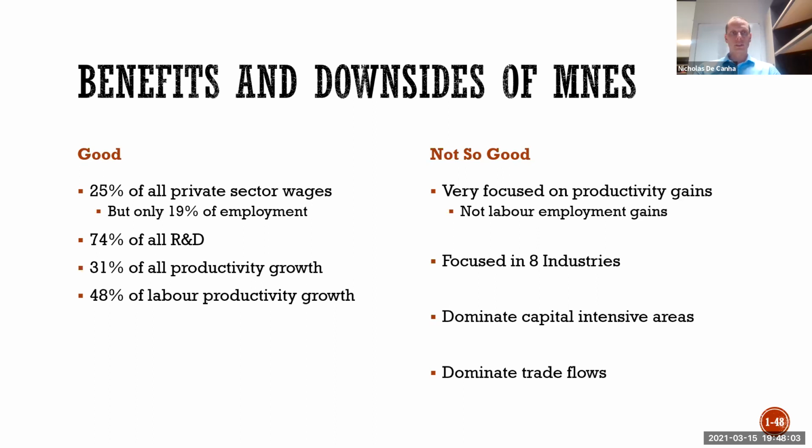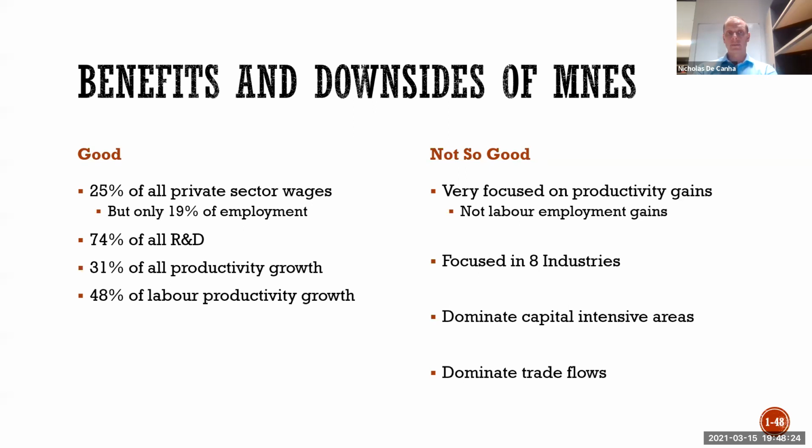So if you recall, we looked a little bit at this importance of tradable goods. 74% of all the R&D is done by this 1% of multinationals. And at least part of the reason for that is that they have to compete in many markets. When you have to compete in many markets, you spend a lot of money on research and development.